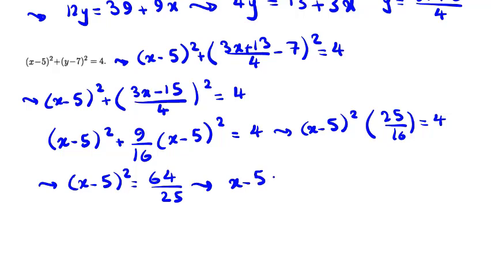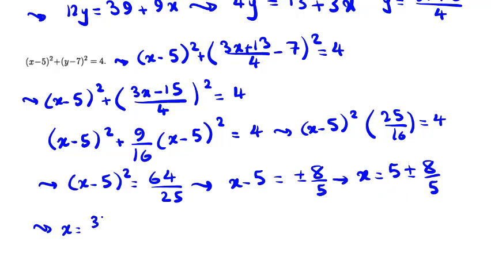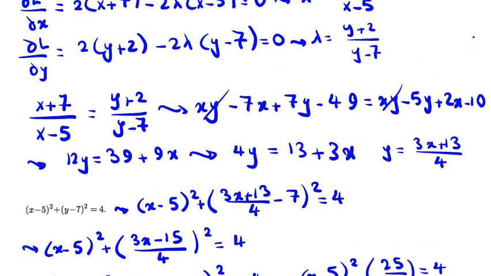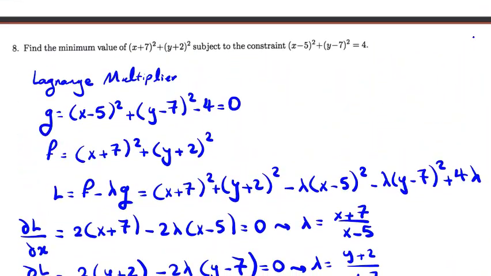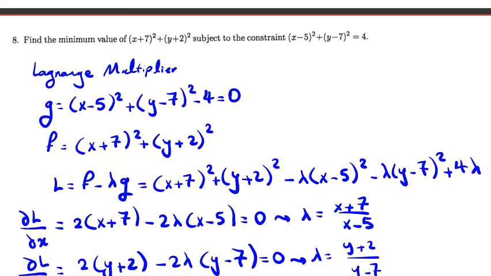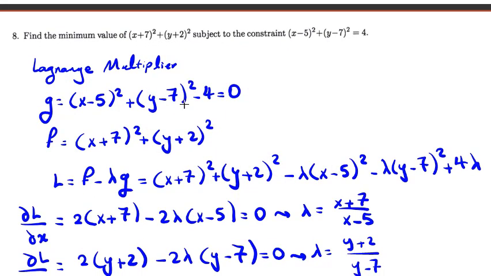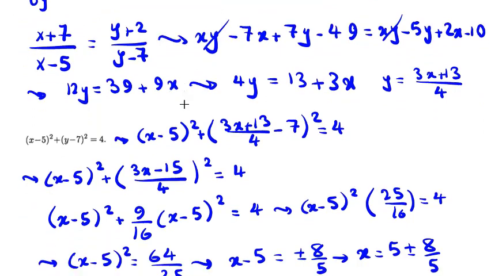So x minus 5 can be plus or minus 8 over 5. So x equals 5 plus or minus 8 over 5. Now x is 25 plus 8, 33 over 5, or 25 minus 8 is 17, 17 over 5. So we should check these two cases in our function f. Most of the time, for example, one of them is minimum and one of them is maximum.